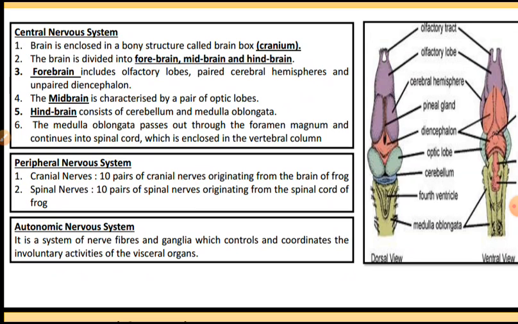And the last one is the autonomic nervous system. As we have already discussed, it is a system of nerve fibers and ganglia which controls and coordinates the involuntary activities of the visceral organs. We can divide this autonomic nervous system into two: sympathetic nervous system and parasympathetic nervous system.